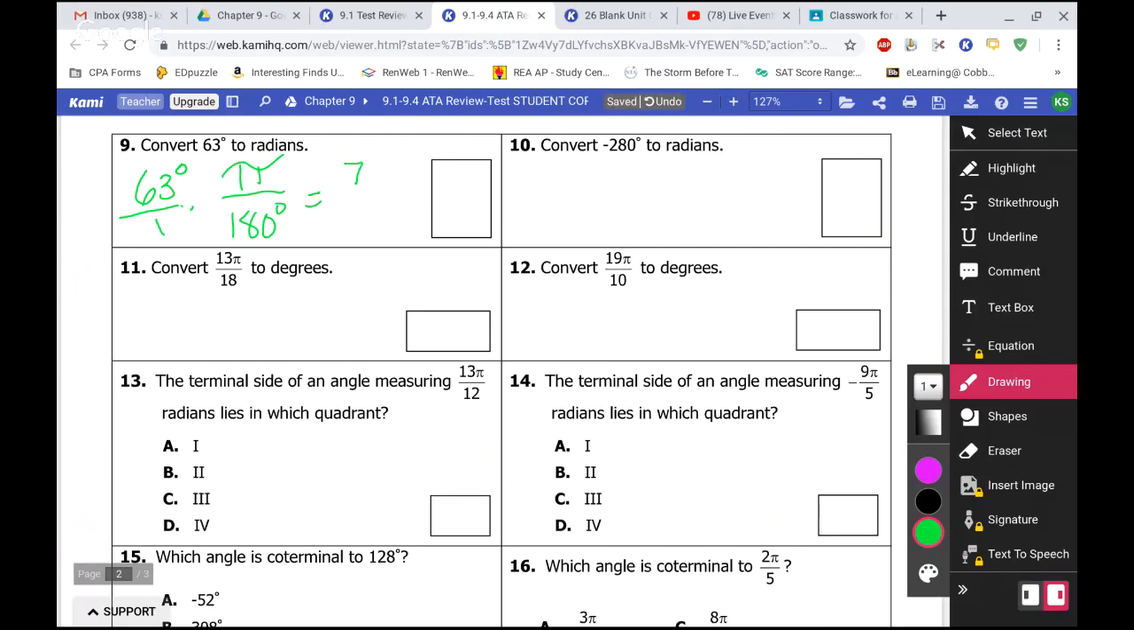Good thing Alex is here to keep us all straight. We'll just keep on trying stuff. So 9 goes into both of them. So 7 pi over 20.